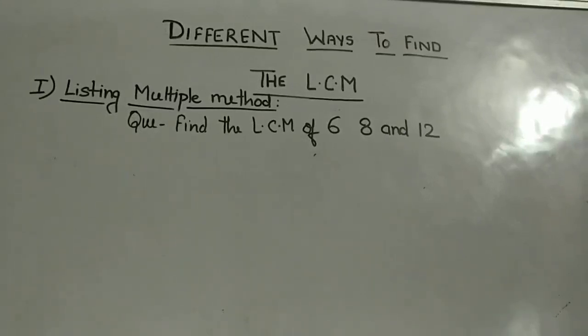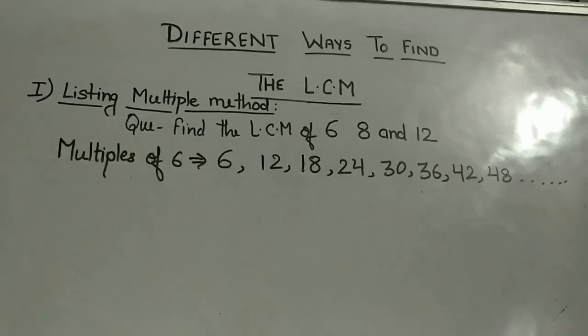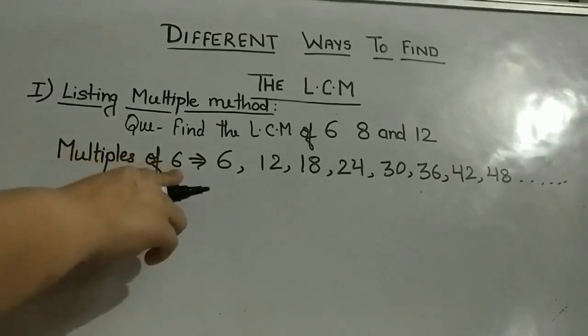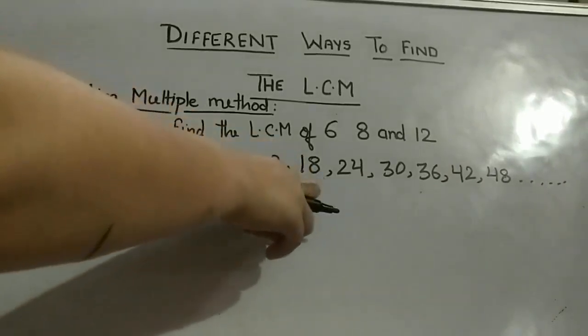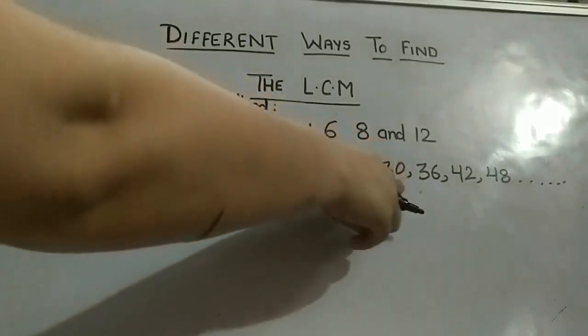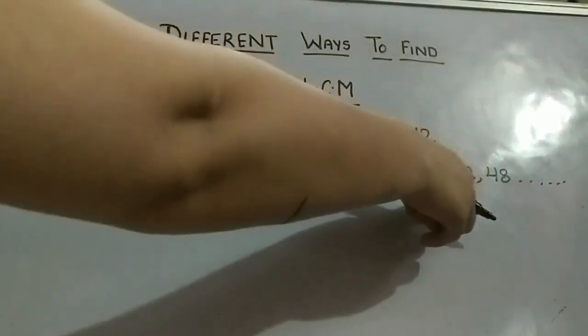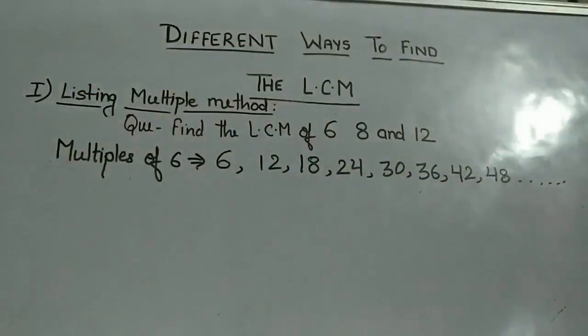The first step of this method is to list some multiples of the given numbers. So we will list multiples of 6 here. As you all know, 6 ones are 6, 6 twos are 12, 6 threes are 18. Then 24, 30, 36, 42 and 48 and so on.